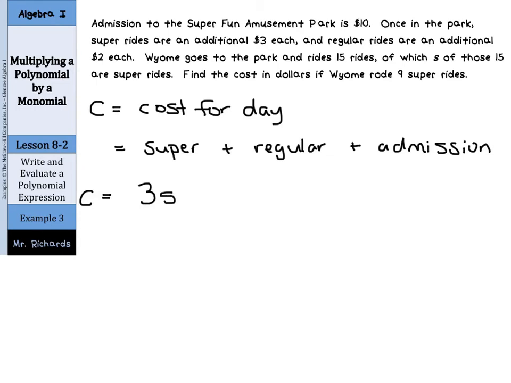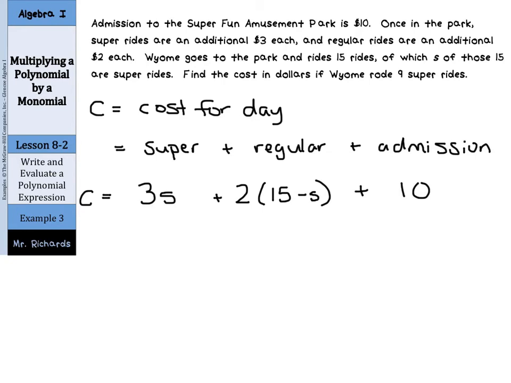The regular were $2. Now, he rode 15 rides. And if we subtract the super rides from the 15, that equals the amount of regular rides. Think about it. If he rode 15 rides, S of which were super, 15 minus S gets you the regular. And then lastly, we have our admission piece of $10. So there's our equation that we can use to solve this.